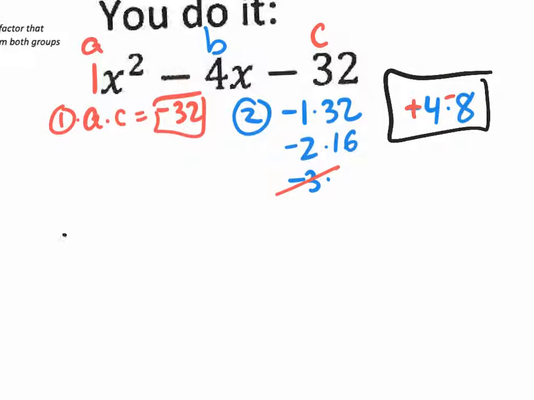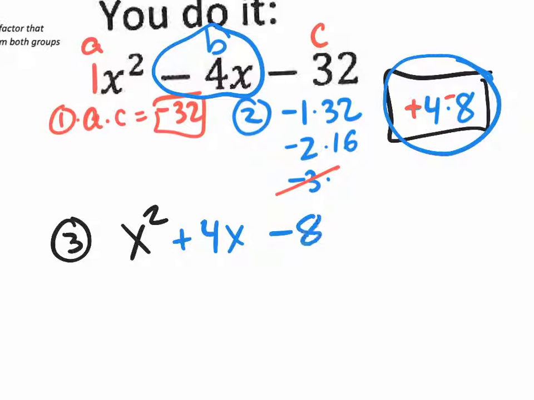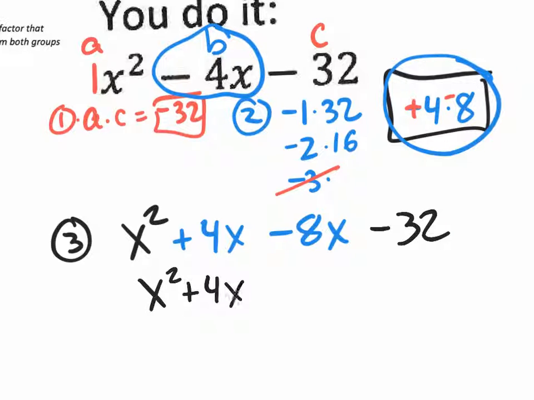Step 3 is to rewrite the whole thing. X squared. But instead of minus 4x, I'm going to write it in terms of this 4 and minus 8. So instead of minus 4x, I'm going to write it as a plus 4x and a minus 8x. And at the very end, we have the minus 32 that comes down. So we put minus 32 at the very end. We have successfully changed our 3 terms to 4 terms. And now I'm going to factor by grouping. I'm going to split it. X squared plus 4x, leave some space, minus 8x minus 32.